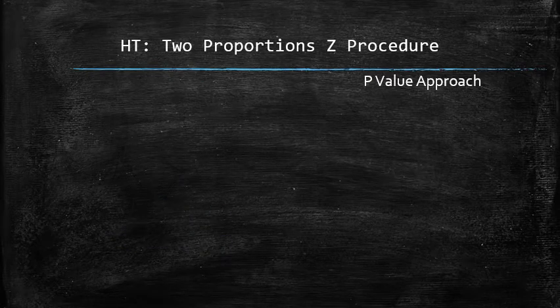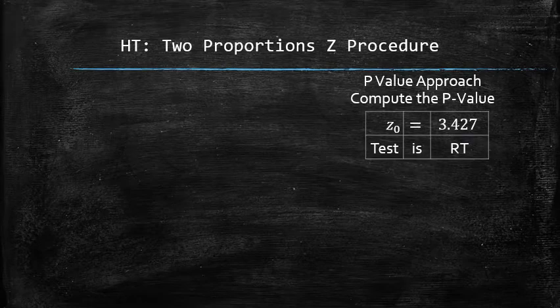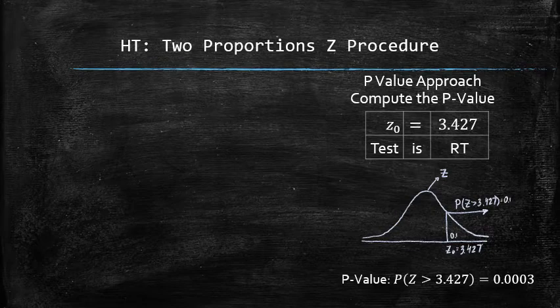In p-value approach, we compute the p-value. In this approach, we need to know the test statistic and the type of the test. We find the p-value using the standard normal probability density curve according to the type of the test. So in the right-tailed test, the p-value is the area to the right of the test statistic. Symbolically, it can be expressed as probability of Z being greater than 3.427, which is equal to 0.0003, which is effectively 0.